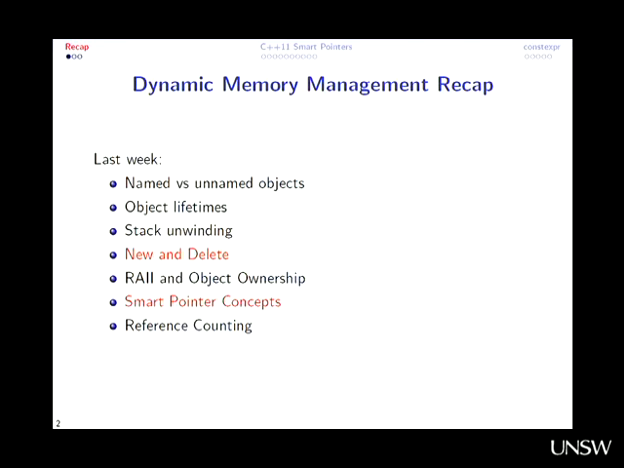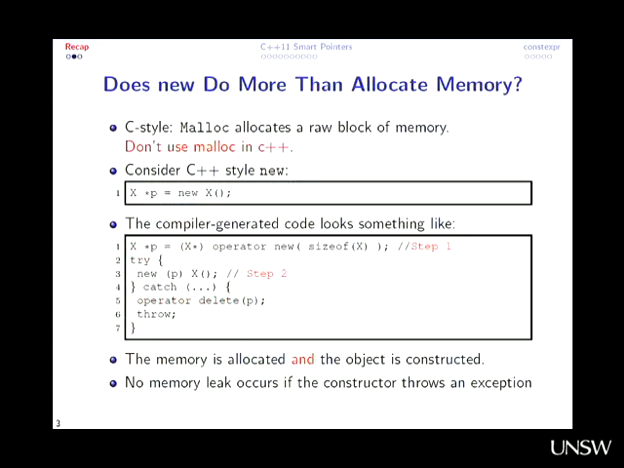One of the things we looked at in particular was the idea of reference counting, keeping track of how many things have a reference or have ownership over a particular object, and using that to know when to delete or not delete an object. Now, the reason I've highlighted new and delete and smart pointer concepts is that this is what we're going to continue on with for the first hour today.